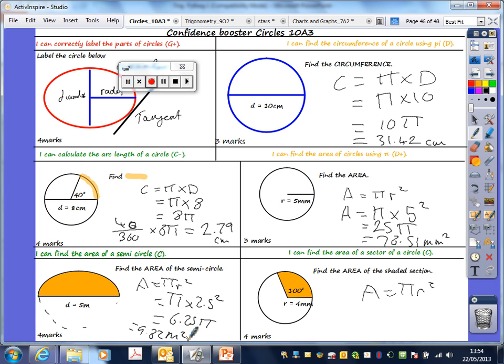Next bit, last question. We're finding area again, but we're only finding 100 degrees out of 360. So we want 100 out of 360 times by that formula. That formula is pi r squared, which is 16 pi. So it's 100 over 360 times by 16 pi. We put that in the calculator and we get 13.96, and that is millimetres squared. And this is metres squared. Good. Well done.